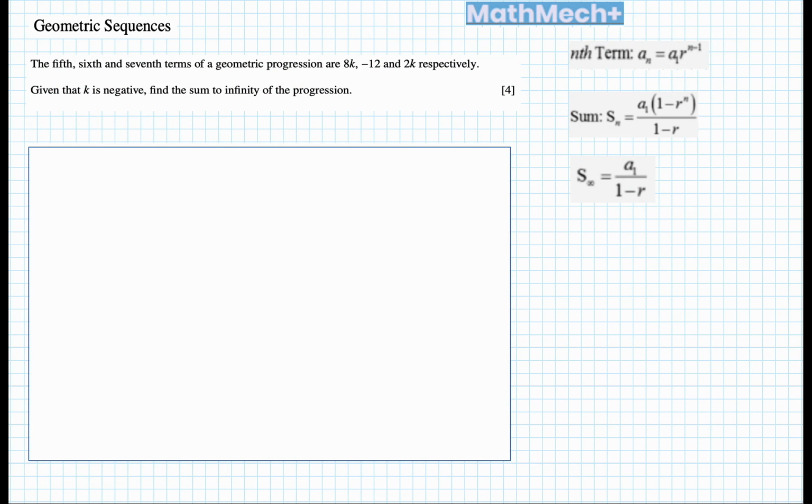Geometric sequence: the fifth, sixth, and seventh terms of a geometric progression are 8k, minus 12, and 2k respectively, given that k is negative. Take note of that. Find the sum to infinity of this progression.